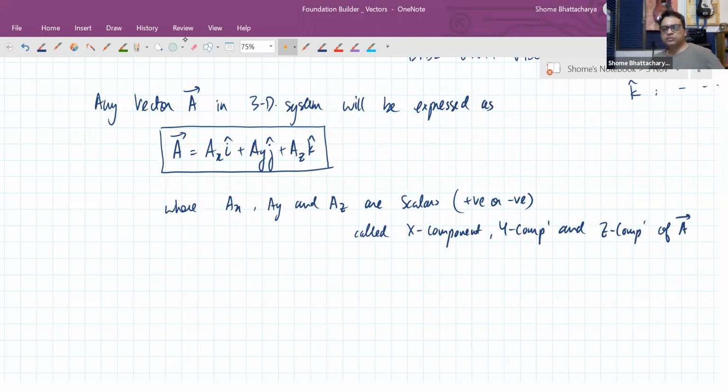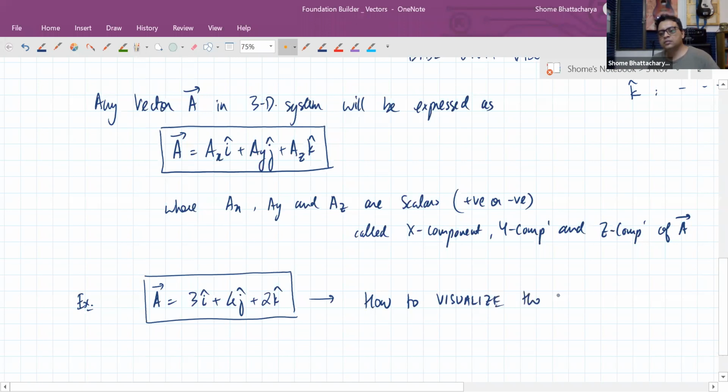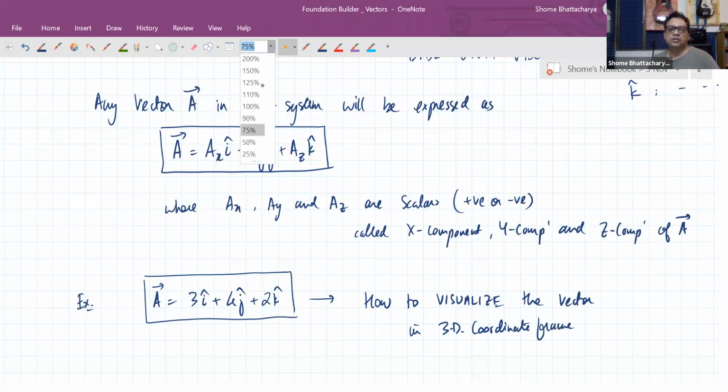Okay, so let's learn to visualize how this vector looks with respect to our three-dimensional system. Let's take an example. Suppose we have this vector, say 3 i cap plus 4 j cap plus 2 k cap. Now let's understand how to visualize the vector in the 3D coordinate frame. So next step we are going to do that.